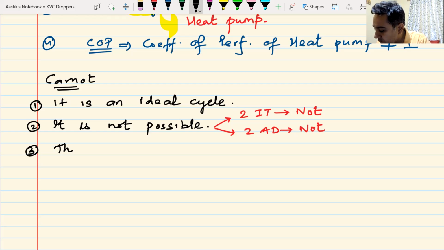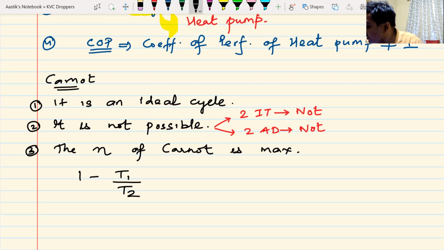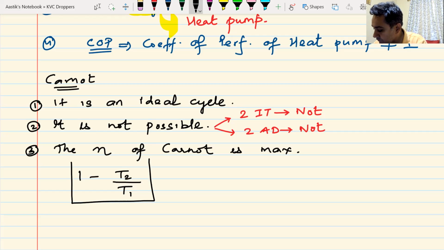The efficiency of Carnot cycle is maximum. And what is the efficiency of Carnot cycle? 1 minus T2 by T1, where T2 is the sink temperature and T1 is the temperature of the source. Will we remember this? Yes or no?